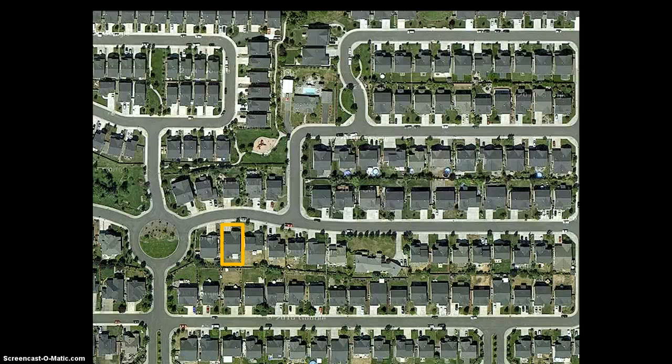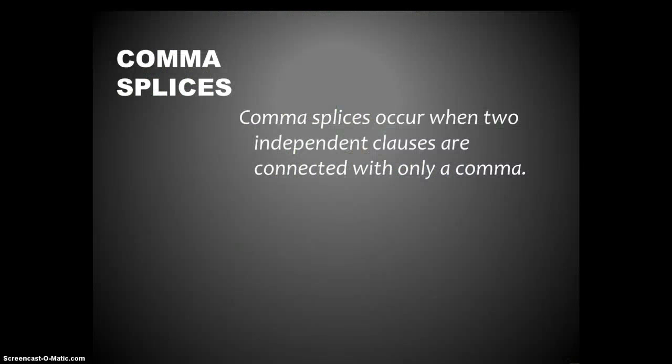Ideally, we'll have the proper punctuation around our sentences. In visual terms, think of this as houses separated neatly by strong fences. The problem occurs when we put these boundaries in the wrong places. So let's start with the comma splice.